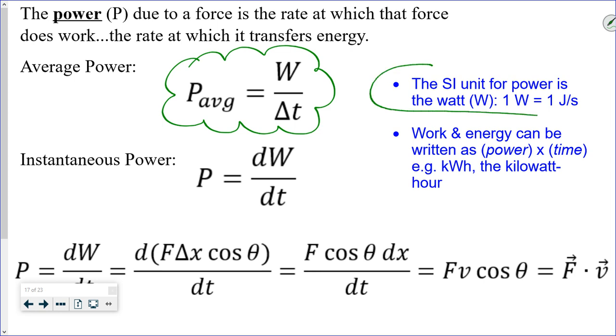Because of that, the units for power are joules per second, and we call a joule per second 1 watt. Okay, so be really careful here. Power is measured in watts.